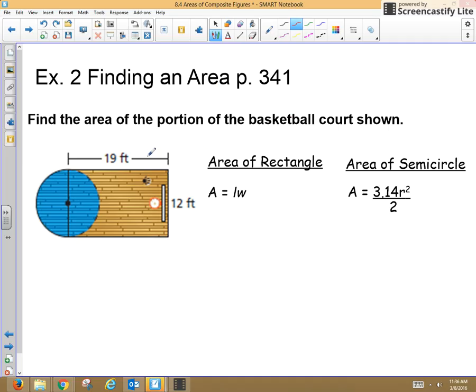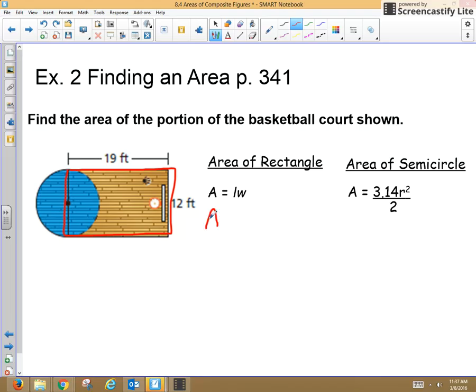Example 2 is finding an area, and we need to find the area of the portion of the basketball court that's shown. So I see 2 shapes here. I see a circle and I see a rectangle. But if I count the whole circle here, and then I count the rectangle over it, I am counting this shaded part twice, and we don't want to double count. So here's what I recommend. It's easiest to find the area of a rectangle. So here, let's start by finding the area of the rectangle.